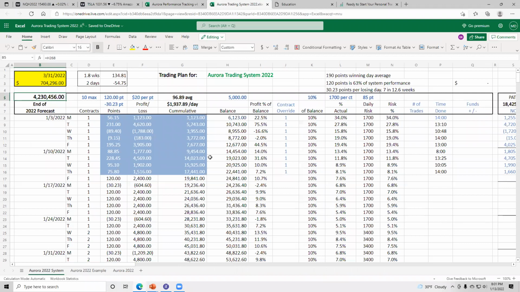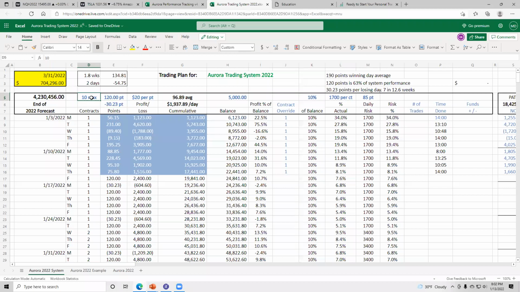We're going to discuss it in more detail in session 4 and how to properly build your plan for your own trading. But basically, we've put together a plan that assumes we could achieve an average of 120 points of profit on our winning days, and that our losing days are going to average 30.25. Now that actually lines up with what the overall system performance has been.